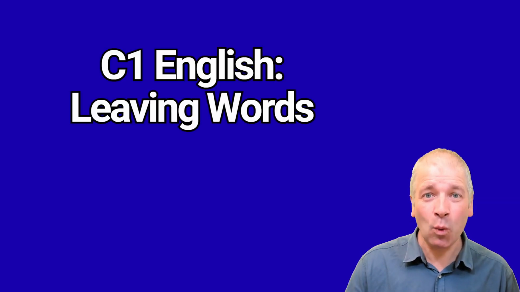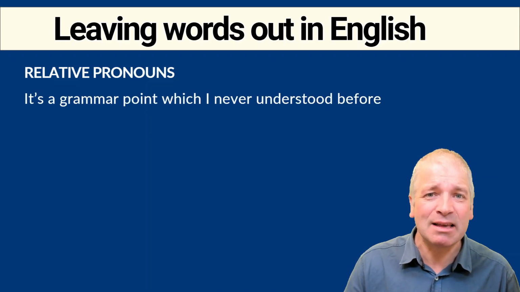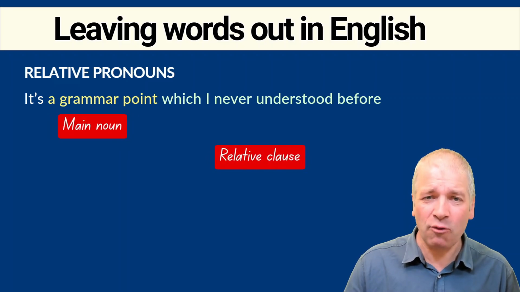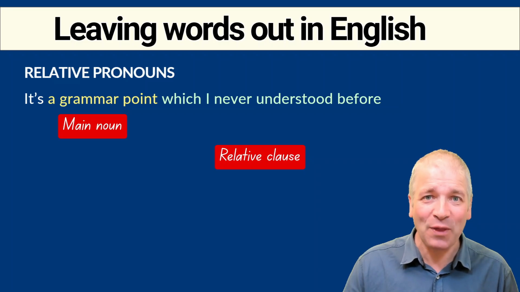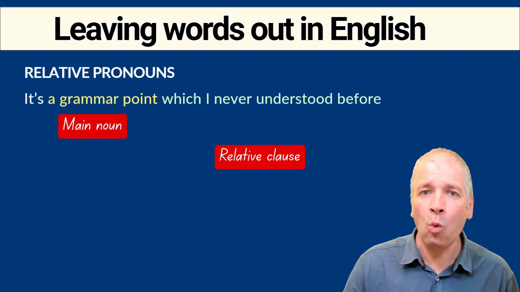And now we're going to look at one of the most difficult grammar points to get right, and that's leaving words out. We're starting with relative pronouns. Relative pronouns can be left out of sentences like this one. We have a main noun, which is a grammar point, and then a relative clause that tells us more about that noun. The relative pronoun introduces the relative clause, which.